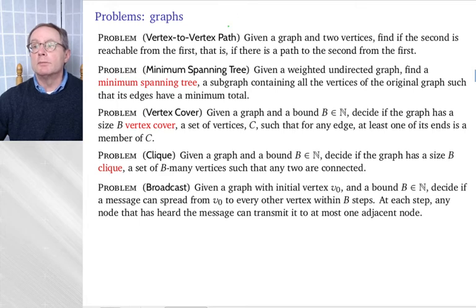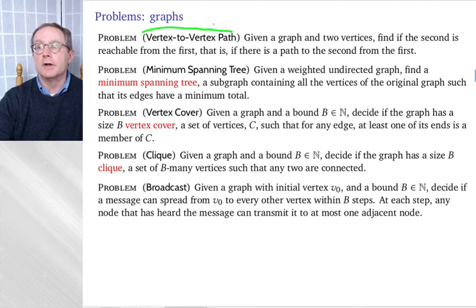Okay, so some more problems with graphs here. I'm just going to talk our way through what boils down to some vocabulary words. Given a graph and 2 vertices, find if the second is reachable from the first. That is to say, is there a path to the second from the first? Here I've called that the vertex to vertex path problem. It's a very natural problem. You'll sometimes see that called path. Sometimes you see it called something like ST connect, etc. So it goes by different names, sometimes called ST path.